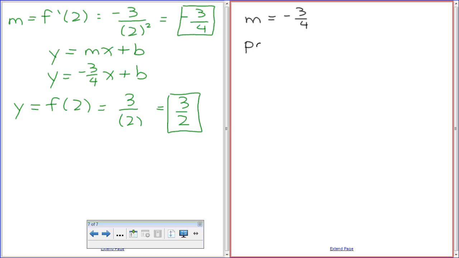My point is 2 and 3 over 2, right, because the equation never gave you a y coordinate. So in order to get the y coordinate, we just sub it into the original equation. Too much? Okay, let's slow down here.